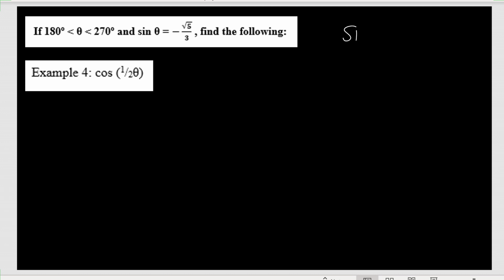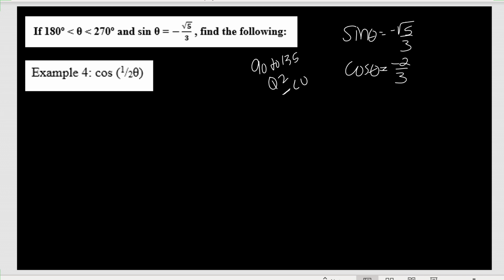We already know that sine of theta is negative square root 5 over 3, and we determined that cosine of theta is negative 2 over 3. All right, now the thing that we have to do is determine, because this one is for cosine, if cosine is going to be positive or negative. So between 90 to 135 degrees, that's half of each of those. That is quadrant 2, and cosine is negative in quadrant 2.